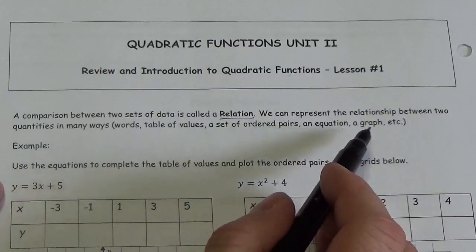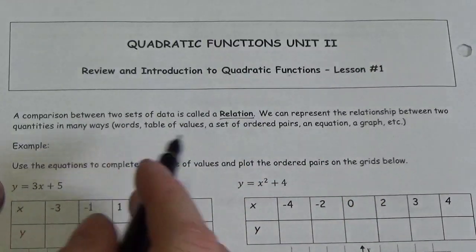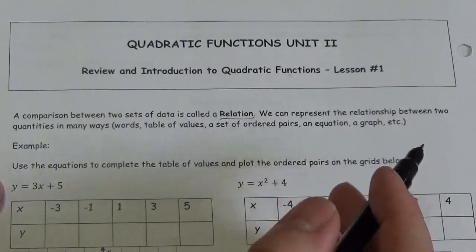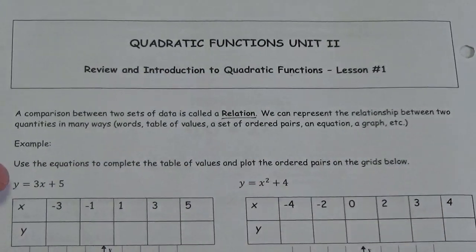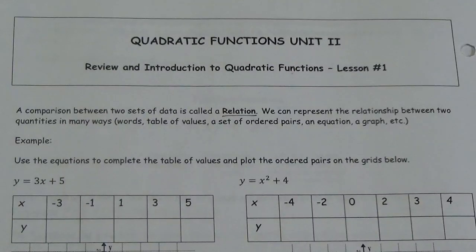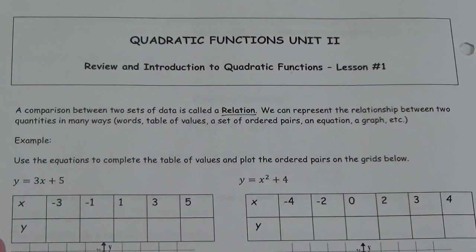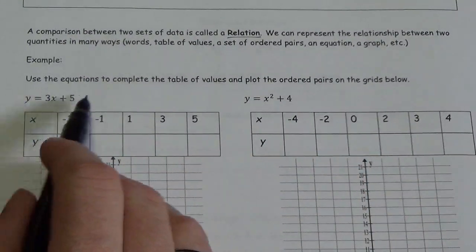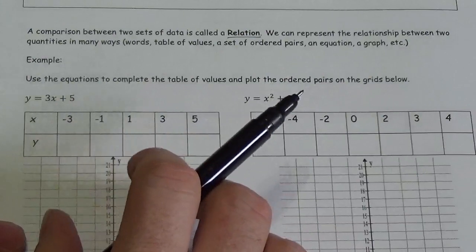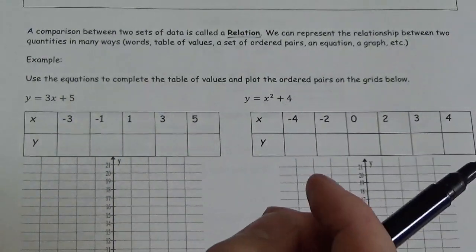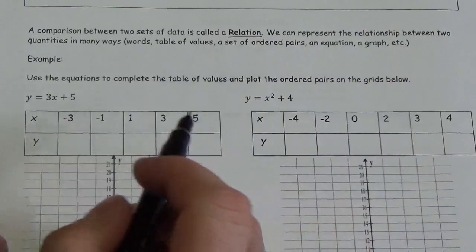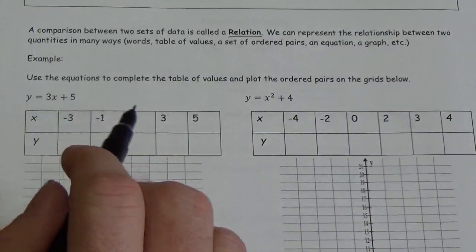And we can represent this relationship between two quantities in many different ways. You can use words, a table of values, ordered pairs, an equation, a graph. There's lots of different ways to represent these. What's important is that relationship though. So let's take a quick look at these two examples here. We're going to use the equations to complete the table of values, and in a second we'll take a look at what the graph looks like when we put it on the grid.